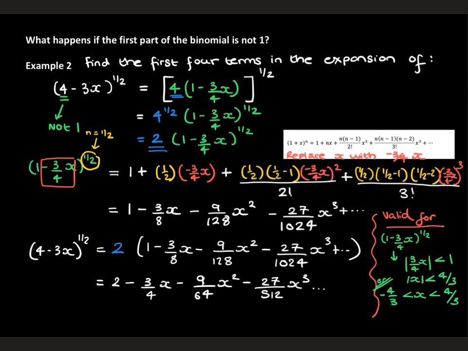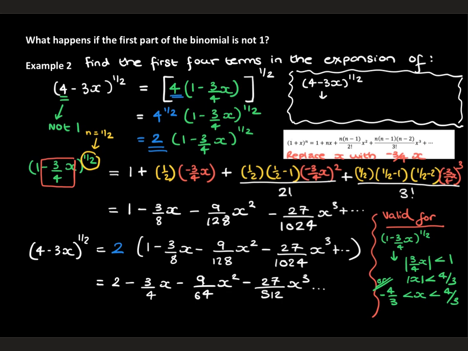Now, you can also identify that information from the original question. I'll do that over here. If you look at the original expansion, it's (4 minus 3x) to the power of a half. We could have said mod 3x has got to be less than 4, which then gives us mod x is less than 4/3. So the same answer. So the expansion is valid for mod x less than 4/3.